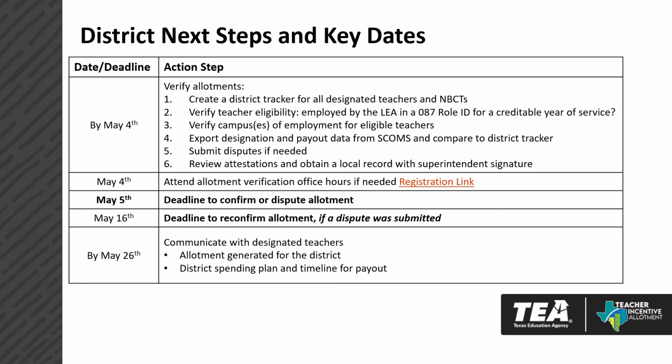You'll verify their campus of employment for those who are eligible, export your designation and payout data from SCOMs, compare that to your district tracker, and then submit any disputes if needed. You'll also want to review your attestations and obtain a local record of the superintendent's signature. So all of that by May 4th gives you about a week or so.